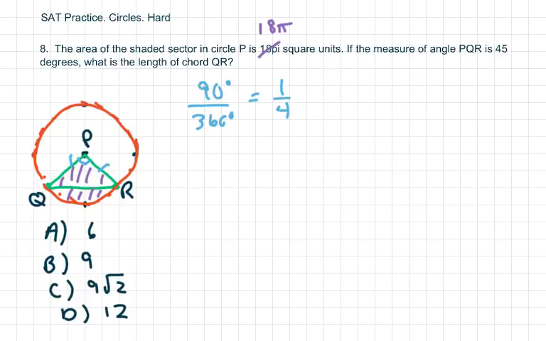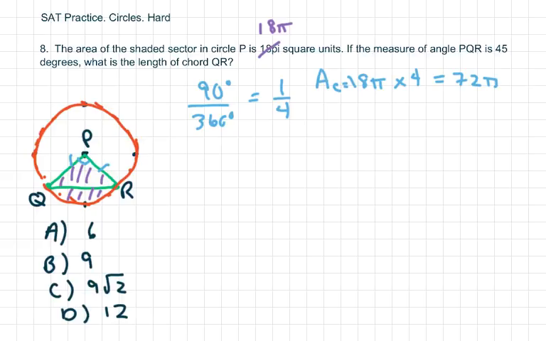Alright? And if the area of the sector is 18 pi, then the whole circle is 18 pi times 4. So the area of the circle equals 18 pi times 4, which is 72 pi. So we're working backwards, okay? Now use the formula for the area of the circle to find the radius.